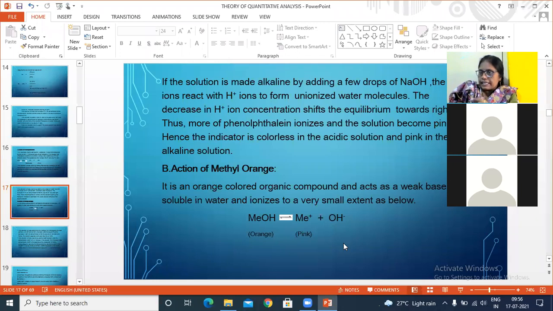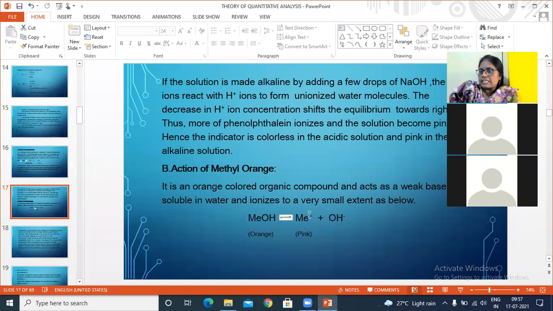Once the concentration decreases, we expect more and more OH minus ions from the methyl orange. So the reaction favors the right side; the equilibrium shifts towards the right side. That means the forward reaction is favored, so methyl orange dissociates or ionizes as much as possible. It undergoes ionization, and we expect Me plus, the methyl orange cation, and OH minus ions.